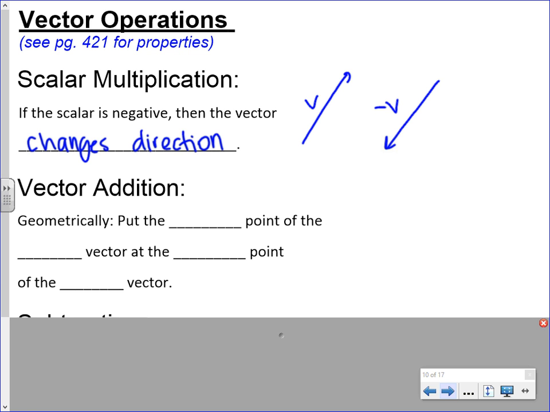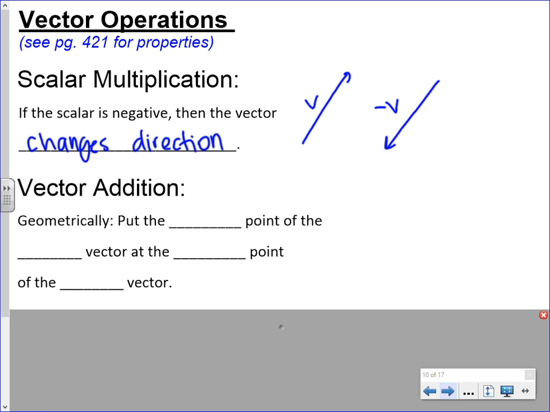Okay, vector addition. Geometrically, we are going to put the initial point of the second vector at the terminal point of the first vector. Write it down and I'll show you what that looks like. Okay, we're putting the initial point of the second vector at the terminal point of the first vector.